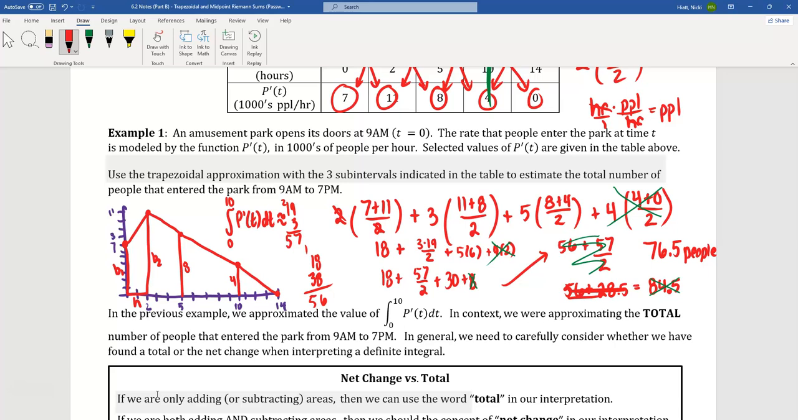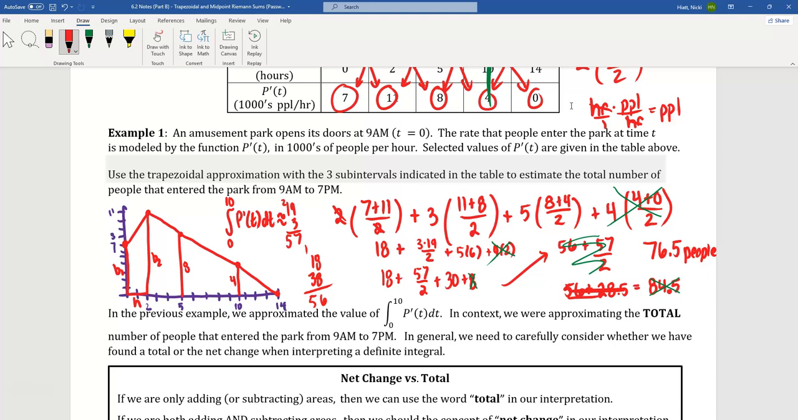Okay. In this case, we were looking at the number of people that enter the park. We are only looking at the number of people that enter the park. We did not have any negative rates right there, which would be telling us people are actually leaving the park, right? A lot of questions you're going to get will give you a separate equation that says they're leaving the park at this rate. And then you have to consider those two things together. We're not doing that here. So we're only looking at people entering the park. All of our rates are positive.